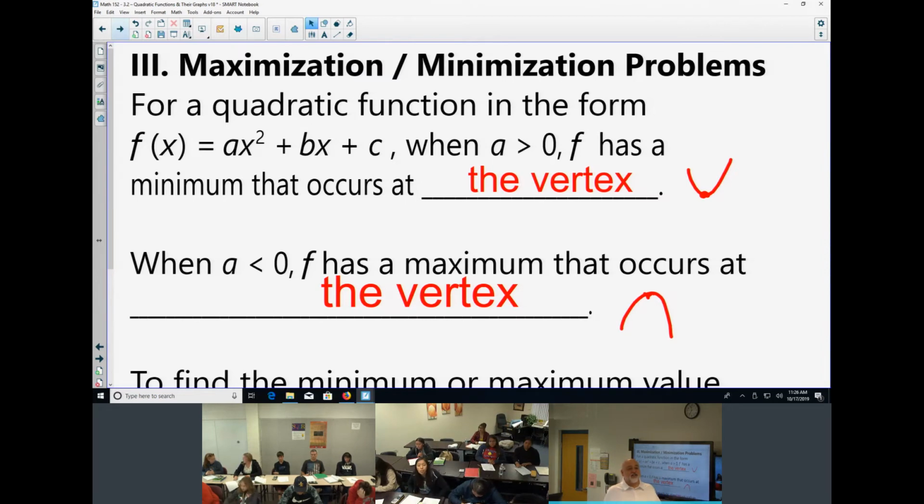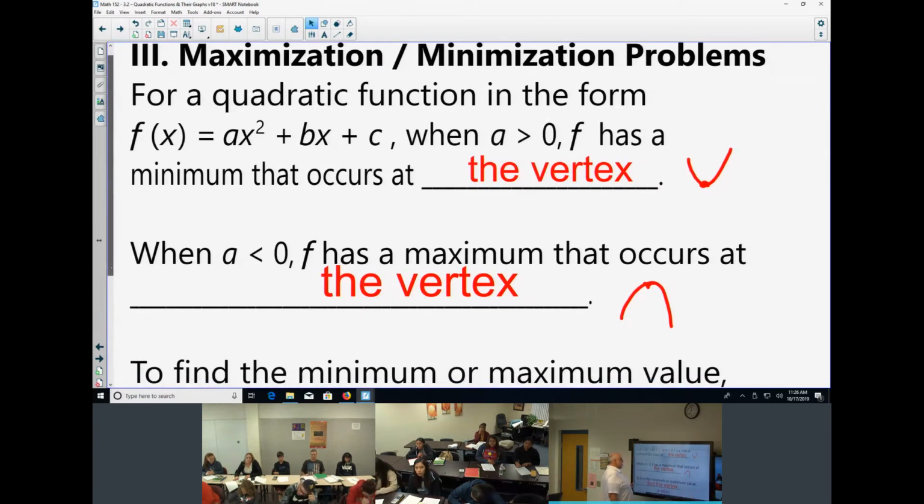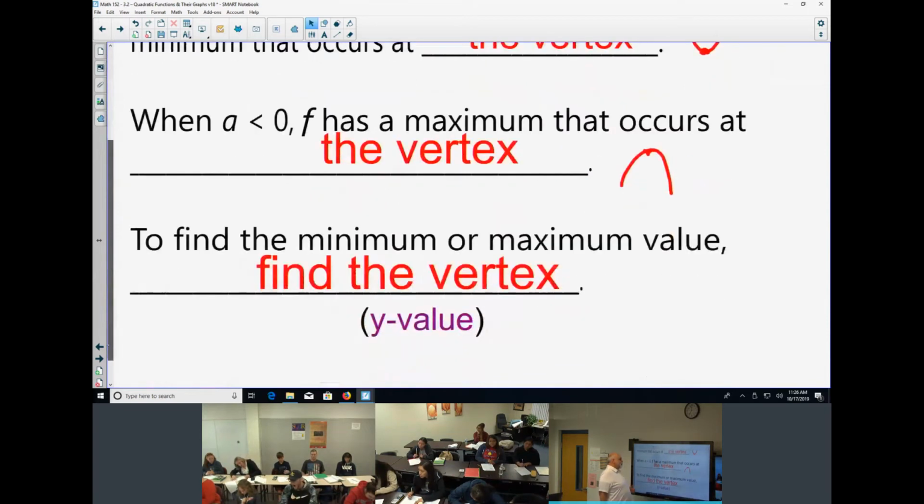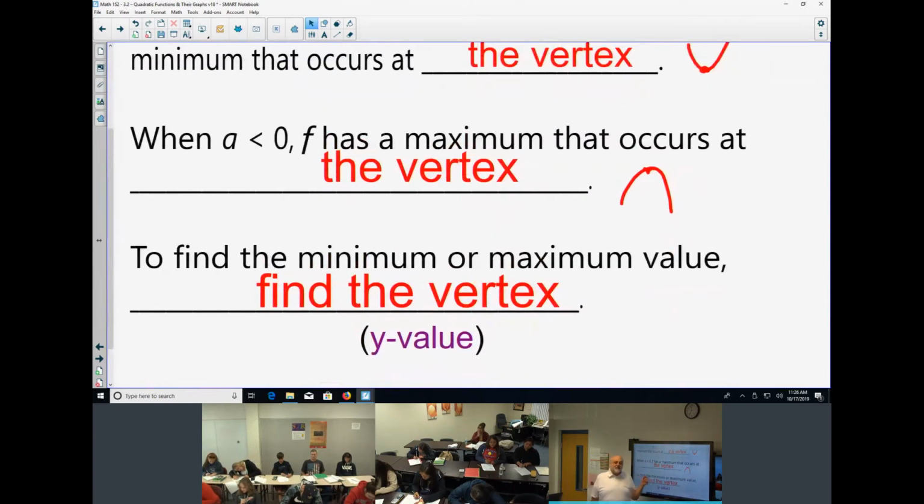So it seems kind of weird, but whether you're trying to find the maximum or minimum value of a function, you do it the same way. You find the vertex. Okay? So to find the minimum or maximum value, you find the vertex. And specifically the y value is the highest or the lowest value, the maximum or the minimum. So the x value of the vertex tells you where it occurs. The y value is the actual maximum or minimum. Okay?